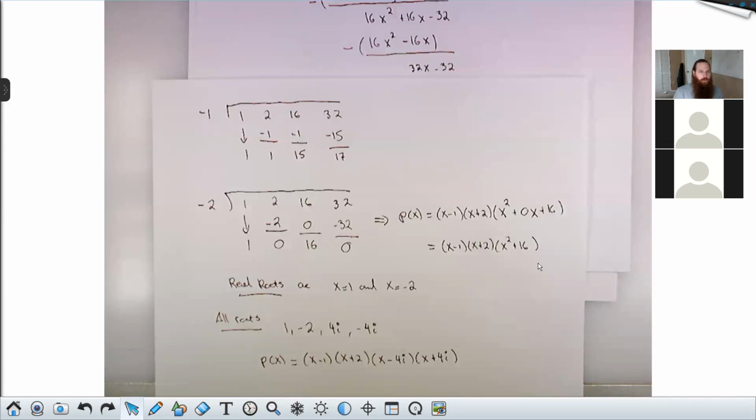Okay, so killing several birds with one stone there. We got to practice some long division, some synthetic division, and some nifty factoring tricks.